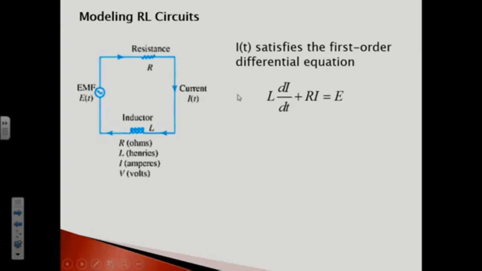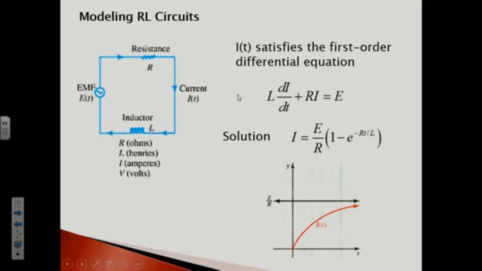This implies that the current I(t) that flows in the circuit at time t must satisfy the first-order linear differential equation L multiplied by dI/dt plus RI equals E. The solution of this equation is I equals E over R multiplied by (1 minus e to the power of minus Rt over L). In the long run, it means that when t tends to infinity, the current I must approach E over R.